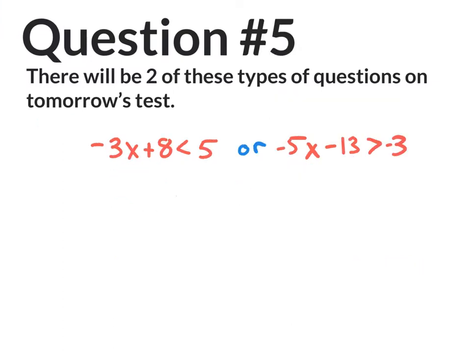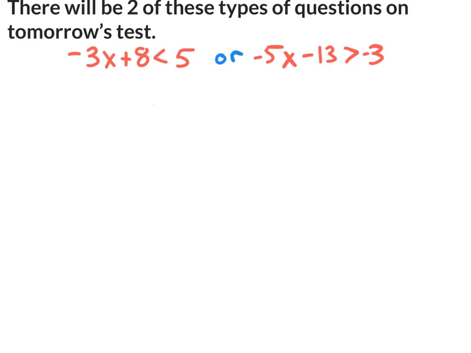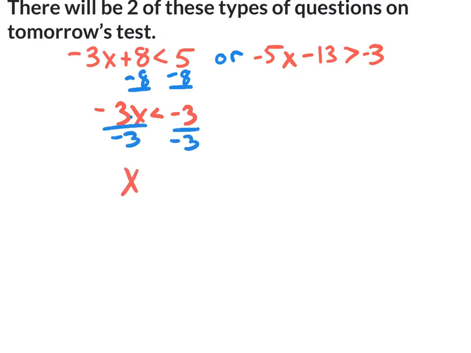There's going to be 2 of these where the word "or" is between the 2. You solve both. Let's solve the left one by subtracting 8. Subtracting 8, we'll end up with -3x is less than -3. Final step will be to divide by -3. Since we divided by a negative, we have to flip the inequality symbol. Get a 1 right there. So x is greater than 1.